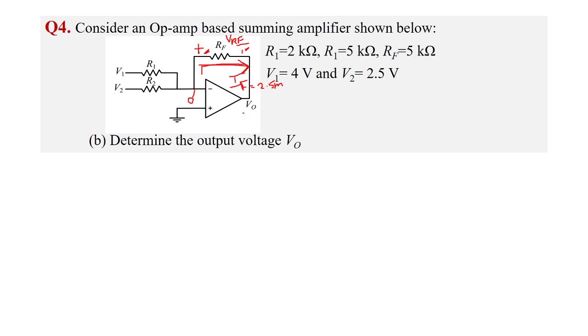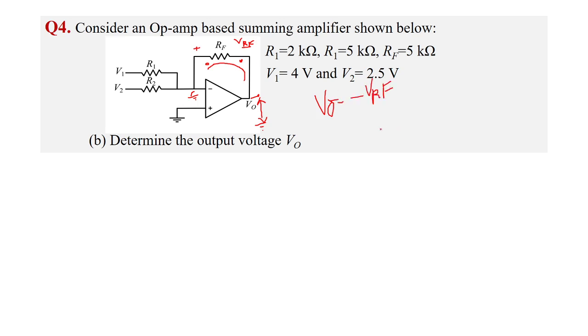But what is the voltage V0? V0 is the voltage between this node and ground. This ground is the same as this one, which is also similar to ground, a virtual ground. The voltage across RF is plus or minus VRF, so V0 will be the negative of VRF. So V0 will be equal to minus VRF.